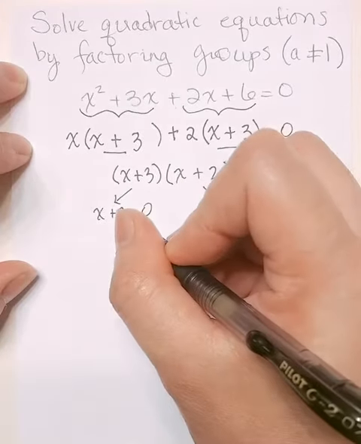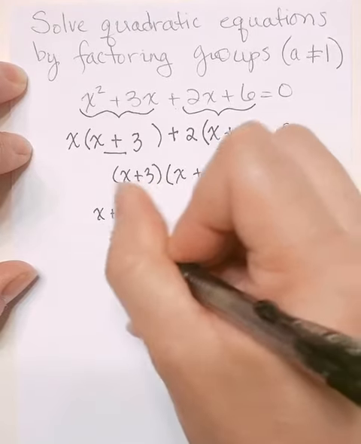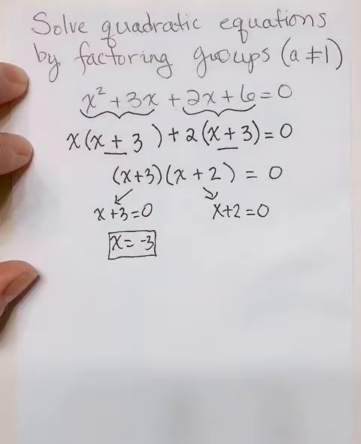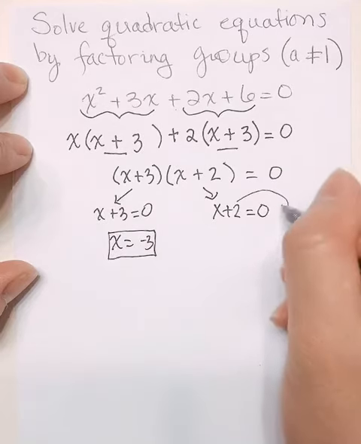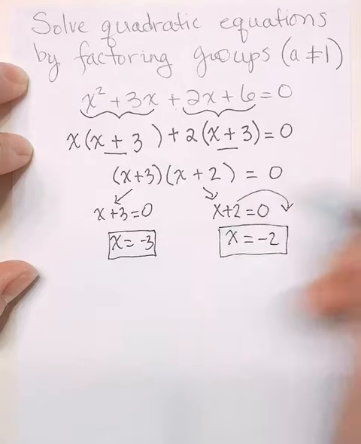Well, to solve this first one, we move the 3 to the other side. We get x equal to negative 3. One answer. And then to solve this one, we move this over here. We get x equal to negative 2. And that's another answer.